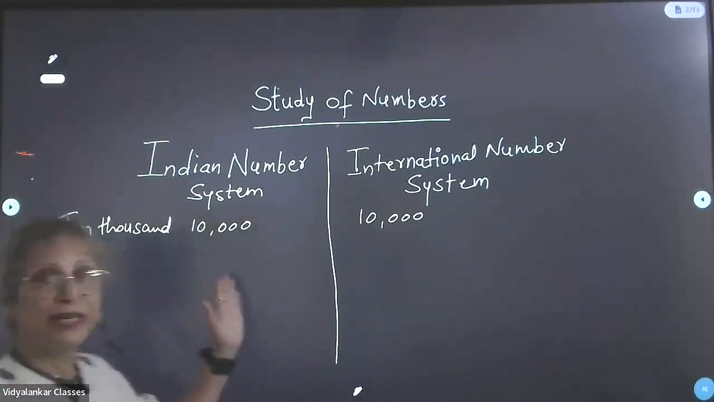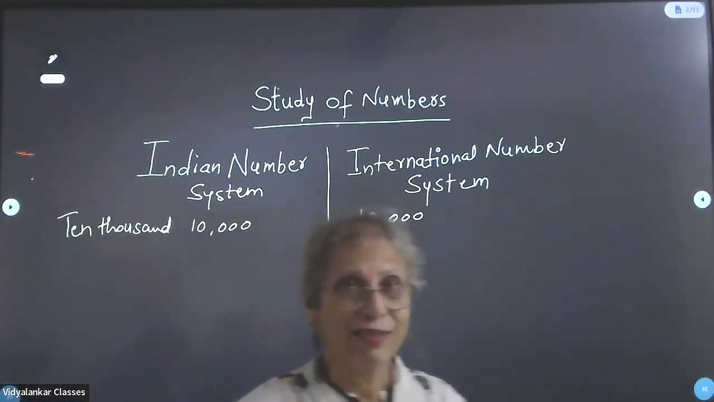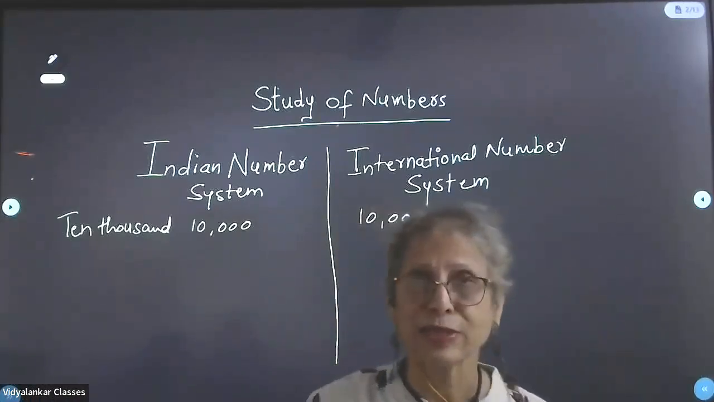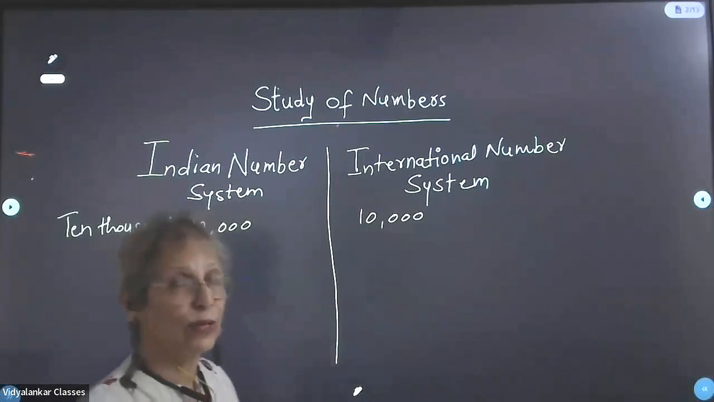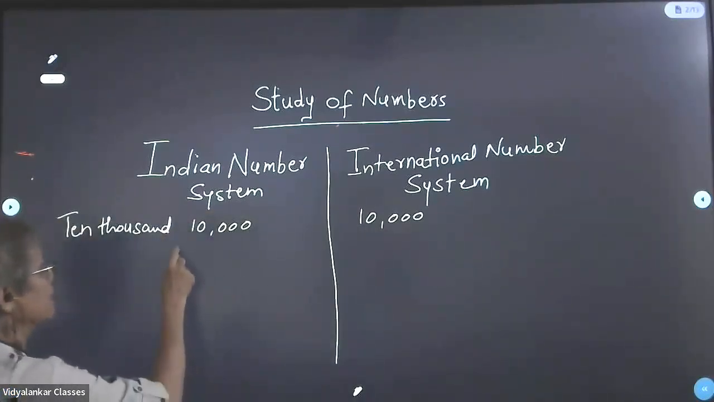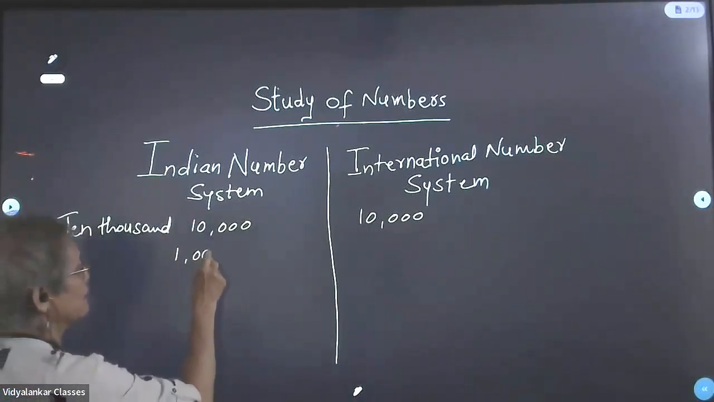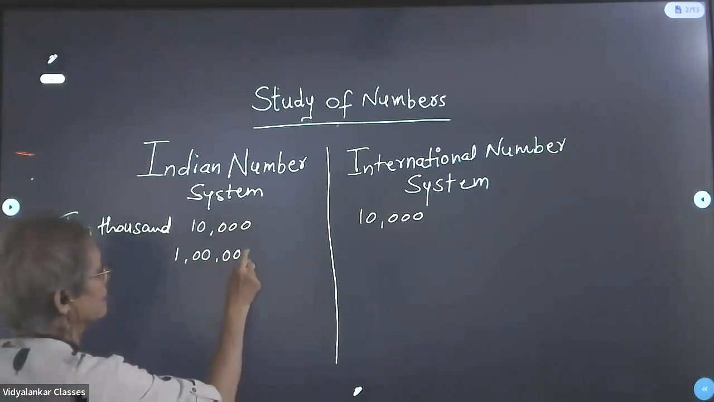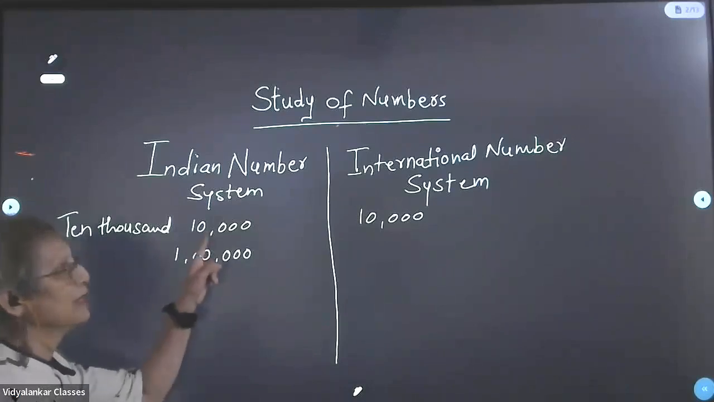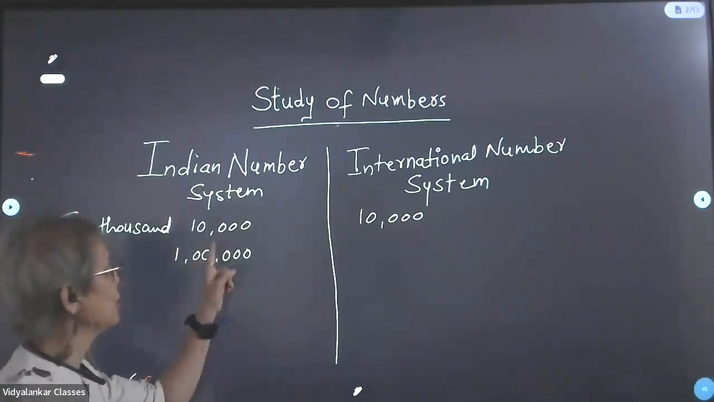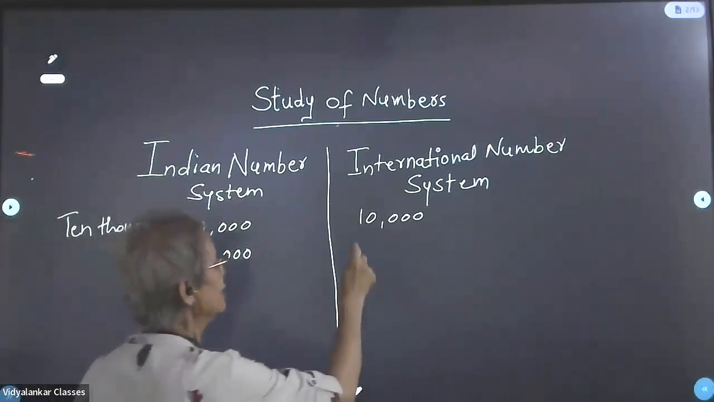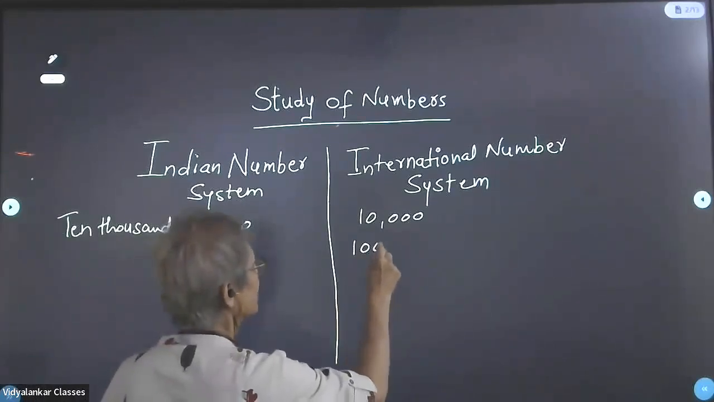After that, we call it 1 lakh, while in the international number system, it is 100,000. So it is 5 zeros. Up to 10,000 there are 4 zeros, now 5 zeros. And here it is written like this.